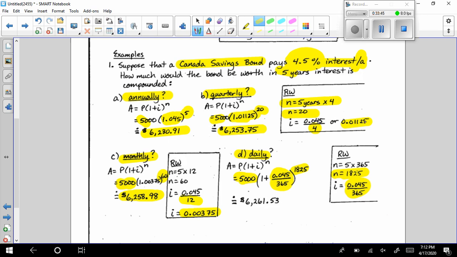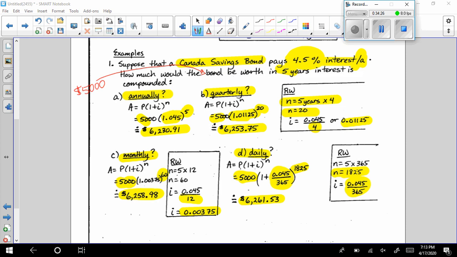Sometimes you won't get a terminating decimal when you do this division and you're coming up with your i value. Well, it's not acceptable to just cut off some digits of accuracy. We want to end up with the most accurate answer we possibly can. So there will be times where you just have no choice. This will not divide and provide a terminating decimal, and you'll have to use the fraction. So you need to get comfortable with punching that into your calculator. If you do that successfully, you should get approximately $6,261.53 for the result.